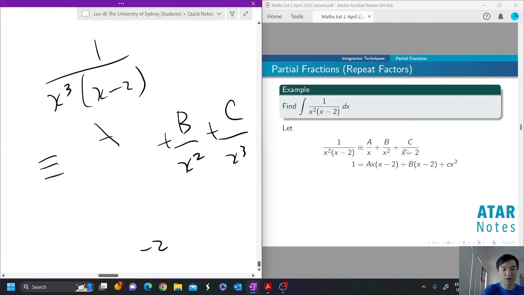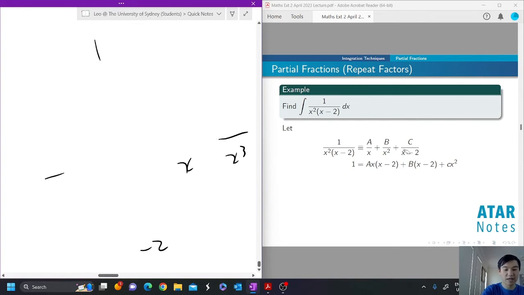But in this case, we have x squared. So we're going to let it be equal to a over x plus b over x squared plus c over x minus 2. Then we can put this all into one fraction, and then we can say that 1 is equal to ax times x minus 2 plus b times x minus 2 plus c x squared. So let's figure out what a, b, and c are.